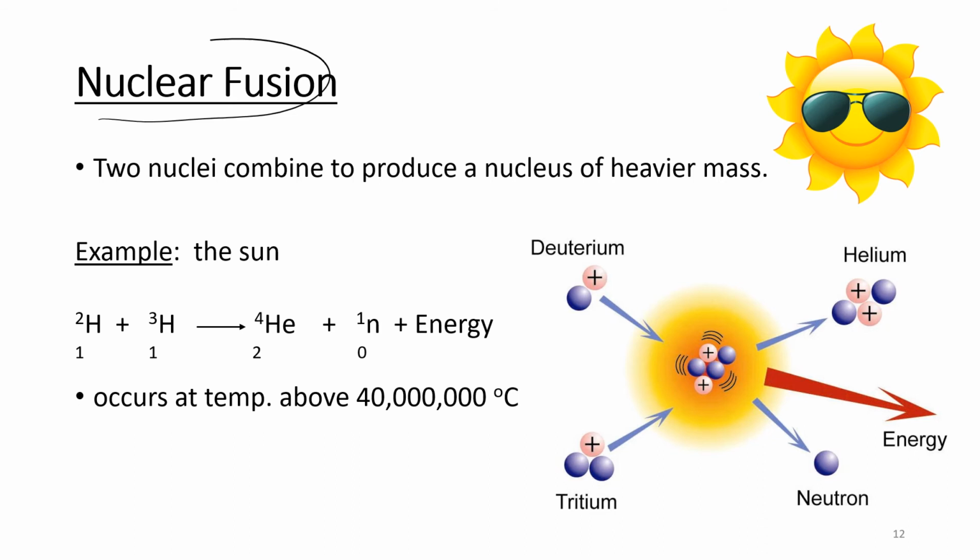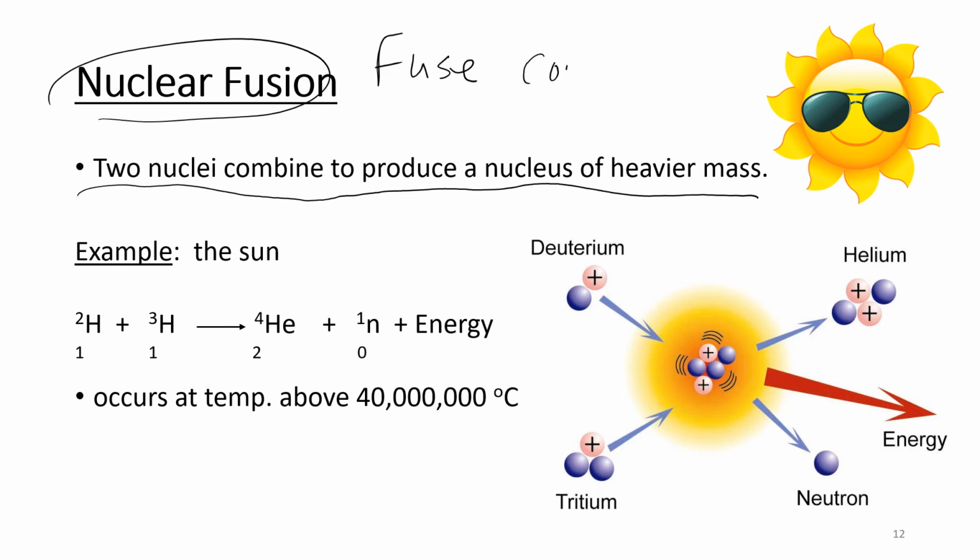Nuclear fusion is when two nuclei combine to produce a nucleus of a heavier mass. And if you think about the word fuse, fuse means to combine. So if we have two things come together, they can fuse together or combine to make one thing. And that's basically what's happening with nuclear fusion. These type of reactions can only occur when you have very high temperatures, for example, in the sun, where the temperature is above 440 million degrees Celsius.